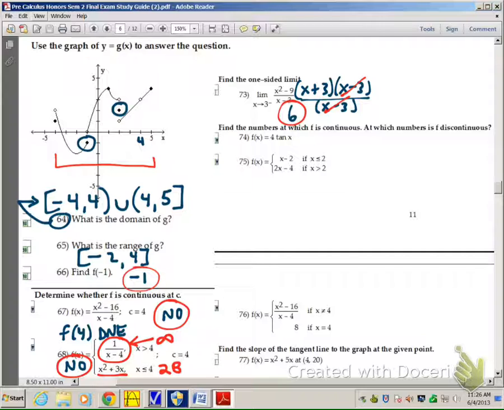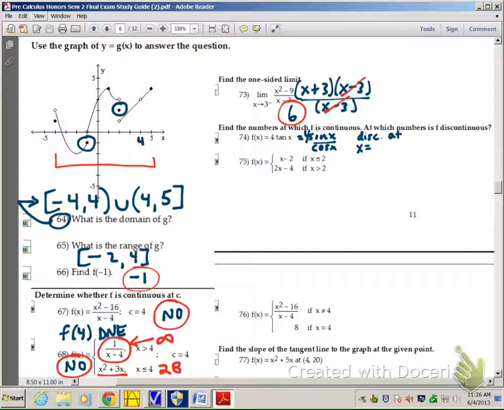Find all the numbers at which f is continuous. Well, at which numbers is f discontinuous? For number 74, the tangent of x, which is equal to the sine of x over the cosine of x, and we have to stick that 4 in there. So the function f is continuous as long as the cosine is not equal to 0. Okay. So we're just going to say f is discontinuous at x equals all the values in which the cosine is equal to 0.